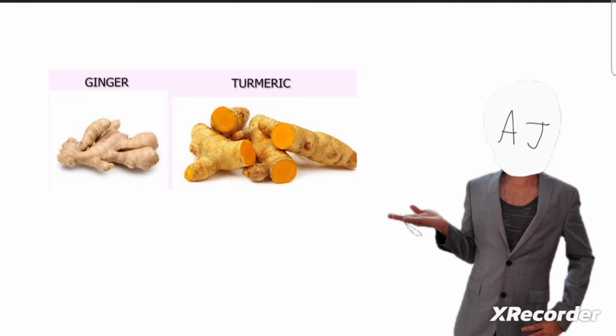Rhizomes grow horizontally and have irregular shapes. They also have buds that give rise to new stems and leaves. Examples of these are ginger and turmeric. Corms are round in shape and flat at the top and the bottom.